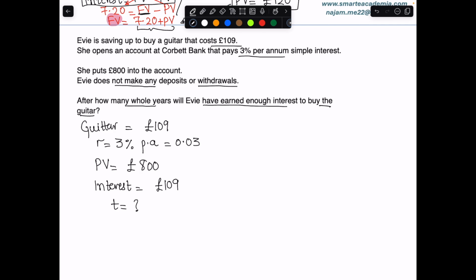Now if you notice, you have two unknowns here. You don't have the future value as well, because in our formula for simple interest, the formula says future value equals present value times 1 plus R times T. Now we know that we do not have the future value and we do not have T, and I said whenever you have two variables, there has to be another equation that you need to solve, and we know the other equation is simply interest equals future value minus present value.